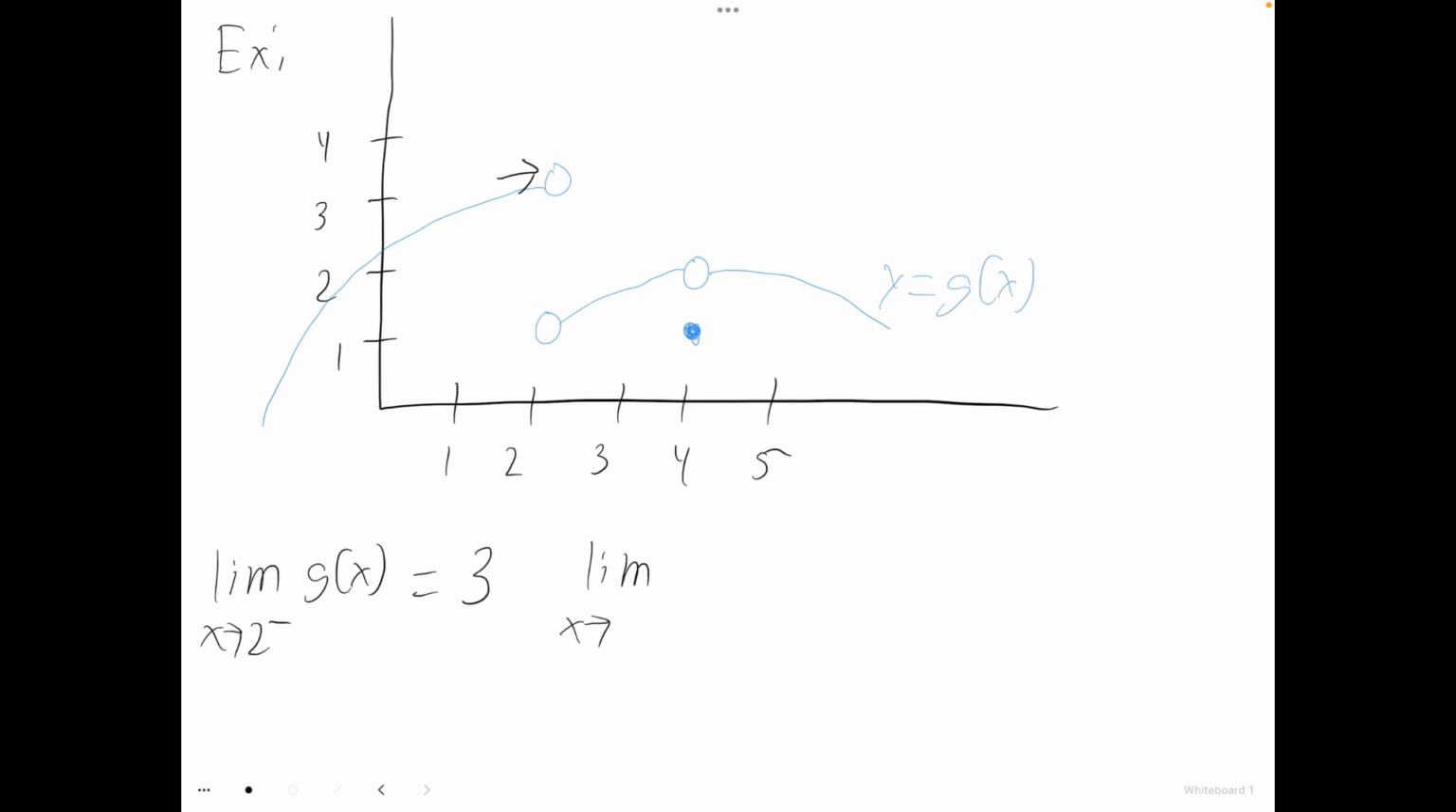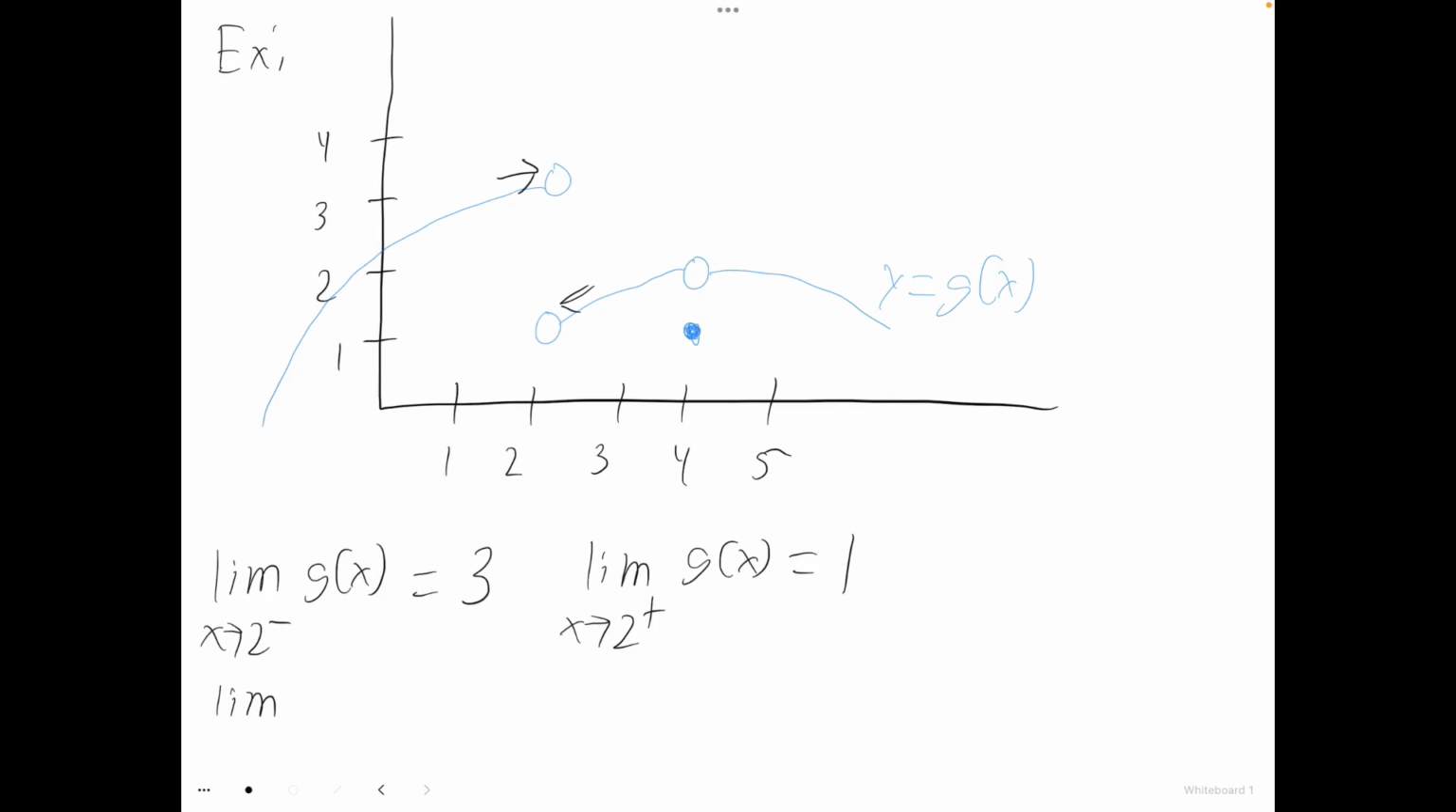And the limit as x approaches 2 from the right of g of x. Now we only care about values above 2, so we're approaching from the right only, and that goes towards 1. And so we see that this function will not have a limit at 2 because the left-hand and right-hand limits do not agree.